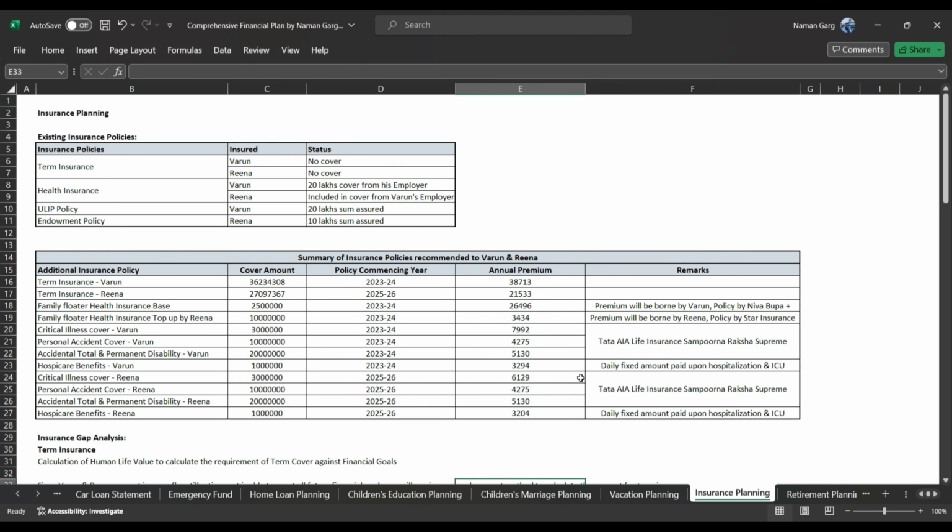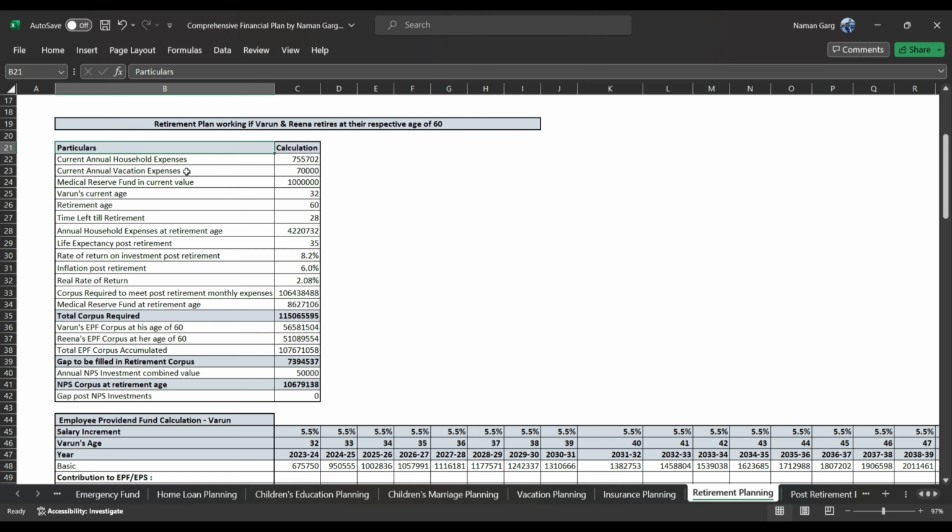Moving on to the insurance planning. Over here, I will help by evaluating the total term insurance and health insurance coverage required for you and your family. Term insurance coverage can be calculated by three methods, and I will opt for the one which is best suitable for you.